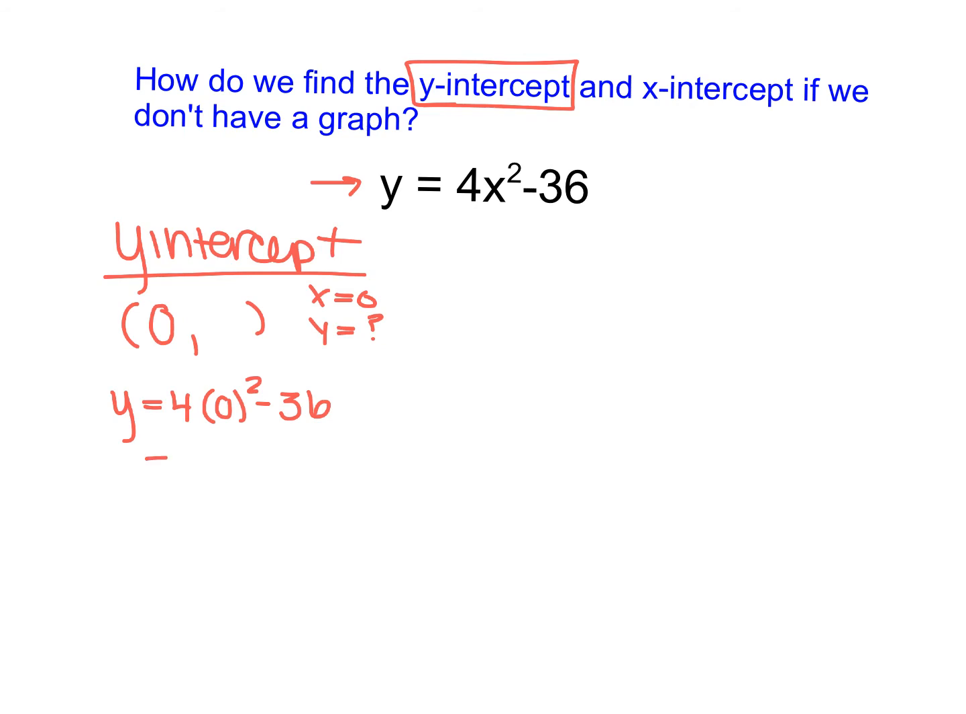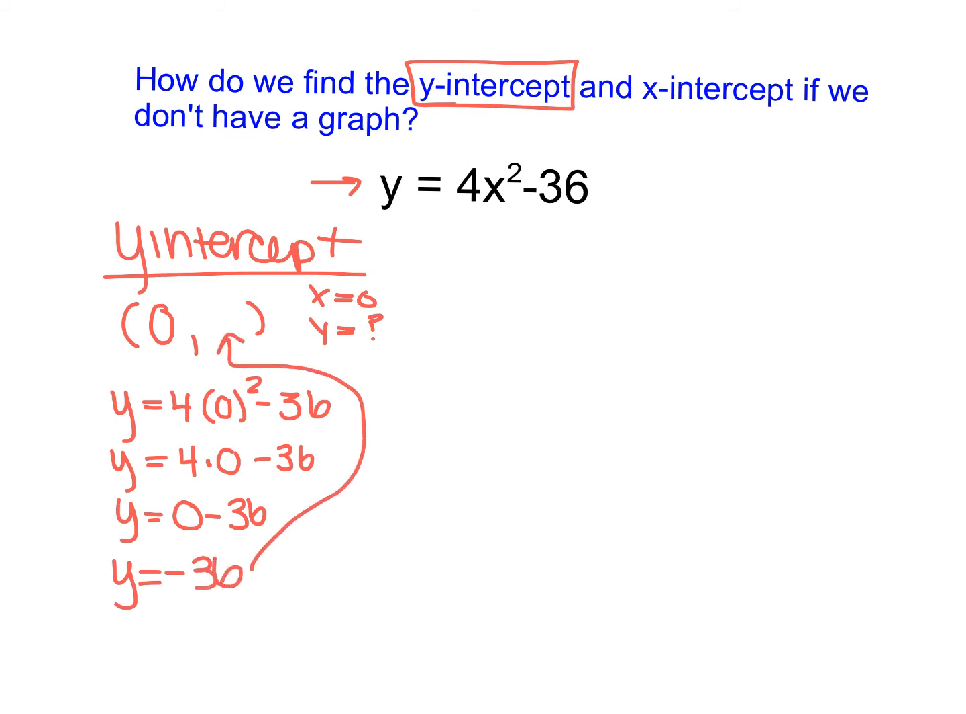So here we have 4 times 0 minus 36. So I get 0 minus 36. So y is equal to negative 36. So what I find here is that when x is 0, y is negative 36. So my y-intercept point is x is 0, y is negative 36.